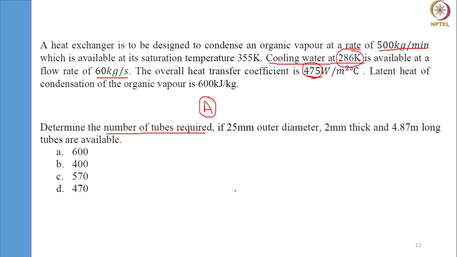So I'll give you one more hint. For doing energy balance, heat lost by the hot fluid should be equal to the heat gained by the cold fluid. So heat is being lost by this organic vapor. Latent heat of condensation is given. So yeah, 356 Kelvin, is it? No, it is too high. Hmm. So what we are going to do is... Yeah, it is around 32 degrees Celsius or 305.9 Kelvin.